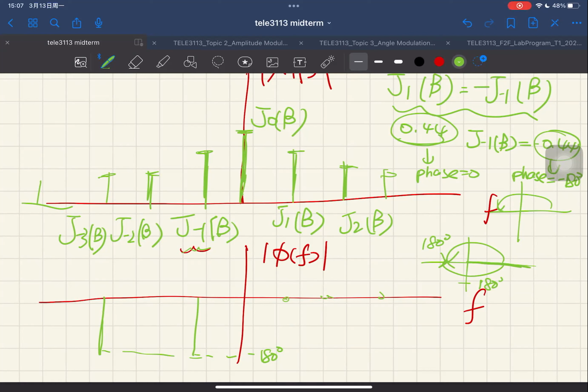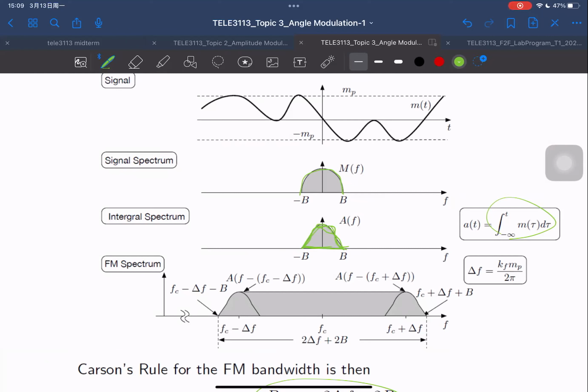So the idea is, this is what your message signal looks like. After you put this spectrum into an integrator, you're going to have a shape that is different, but almost the same. The bandwidth is still negative B to positive B. And when you put it into frequency modulation, your FC is located here, and you're going to have FC plus delta F and FC minus delta F for these two sections.